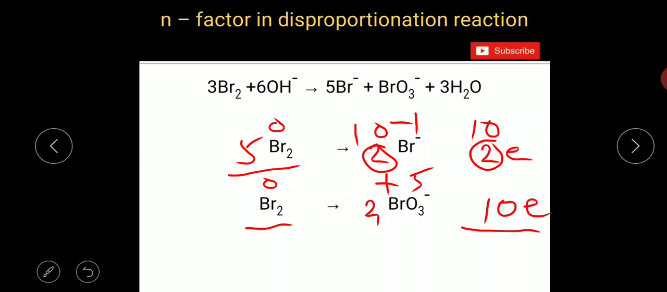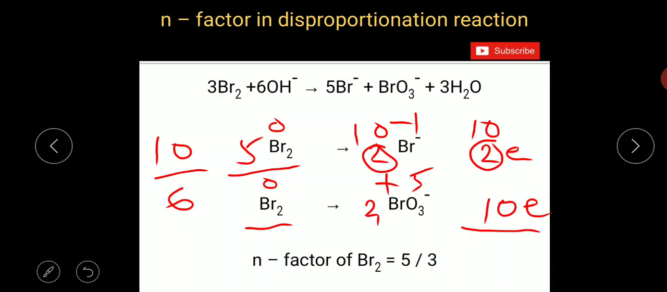And what is n factor of an oxidizing agent or reducing agent? Number of moles of electrons transferred per 1 mole of the reagent. So you got 10 moles of electrons transferred per 6 moles. So 10 by 6, which is equal to 5 by 3. So n factor of bromine in basic medium will be 5 by 3.